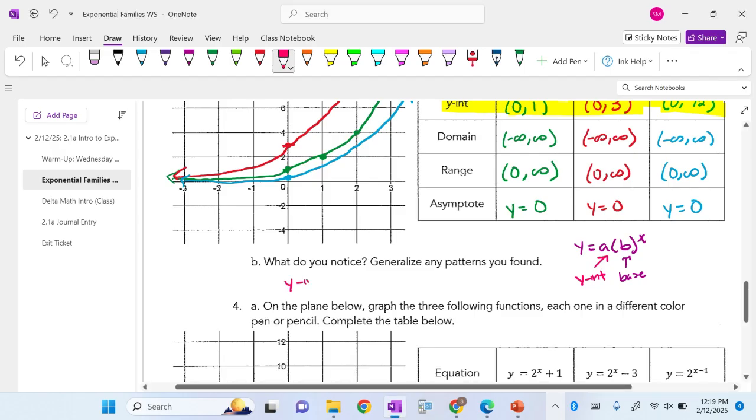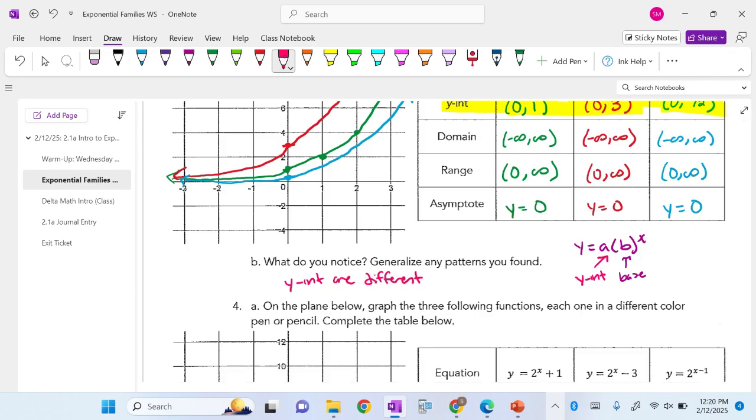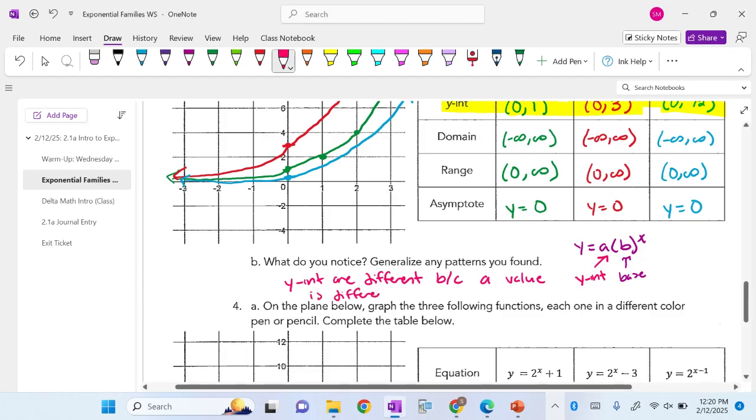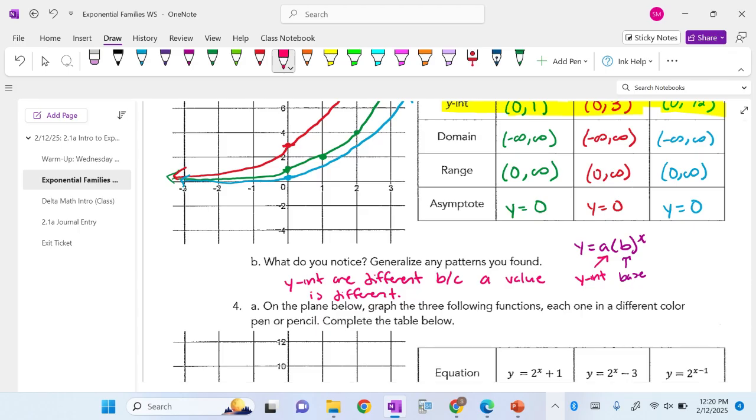So the y-intercepts are different because the a value, or the number outside the parentheses, is different. Now, all that a value changes is the y-intercept. And then it may also change the scale, like how wide or how narrow it gets. So just like with transformations. So think about transformations. So back to unit 1.